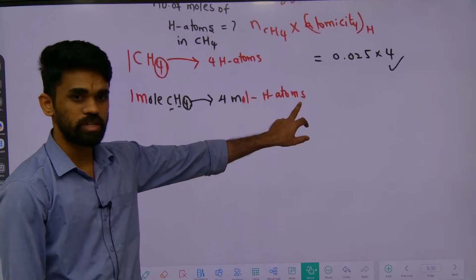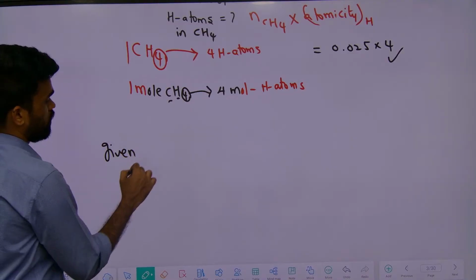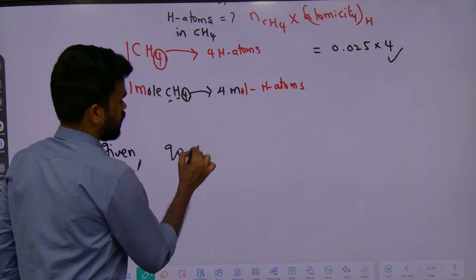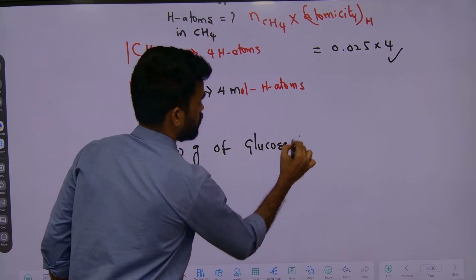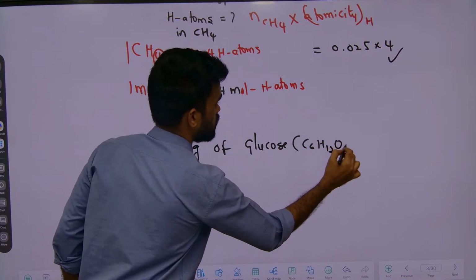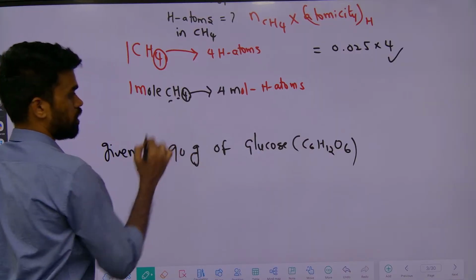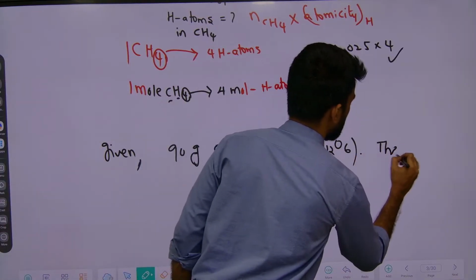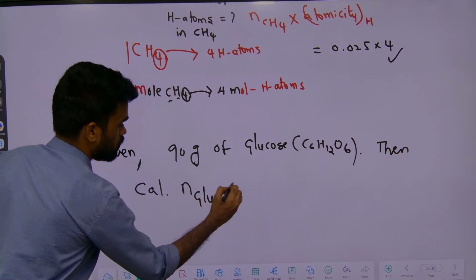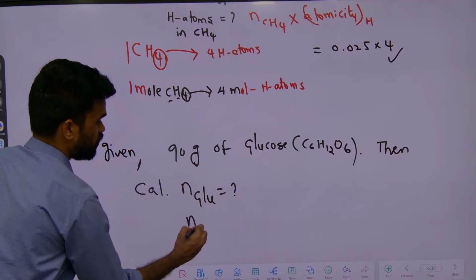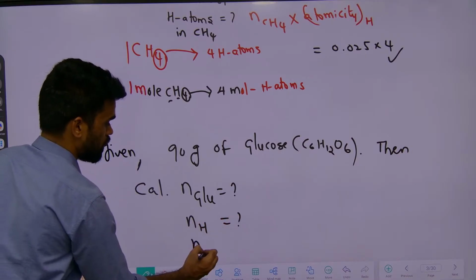Okay. Now write a question. Given 90 grams of glucose, formula C6H12O6. Given 90 grams of glucose. Then calculate number of moles of glucose and also number of moles of hydrogen atoms, number of moles of carbon atoms.